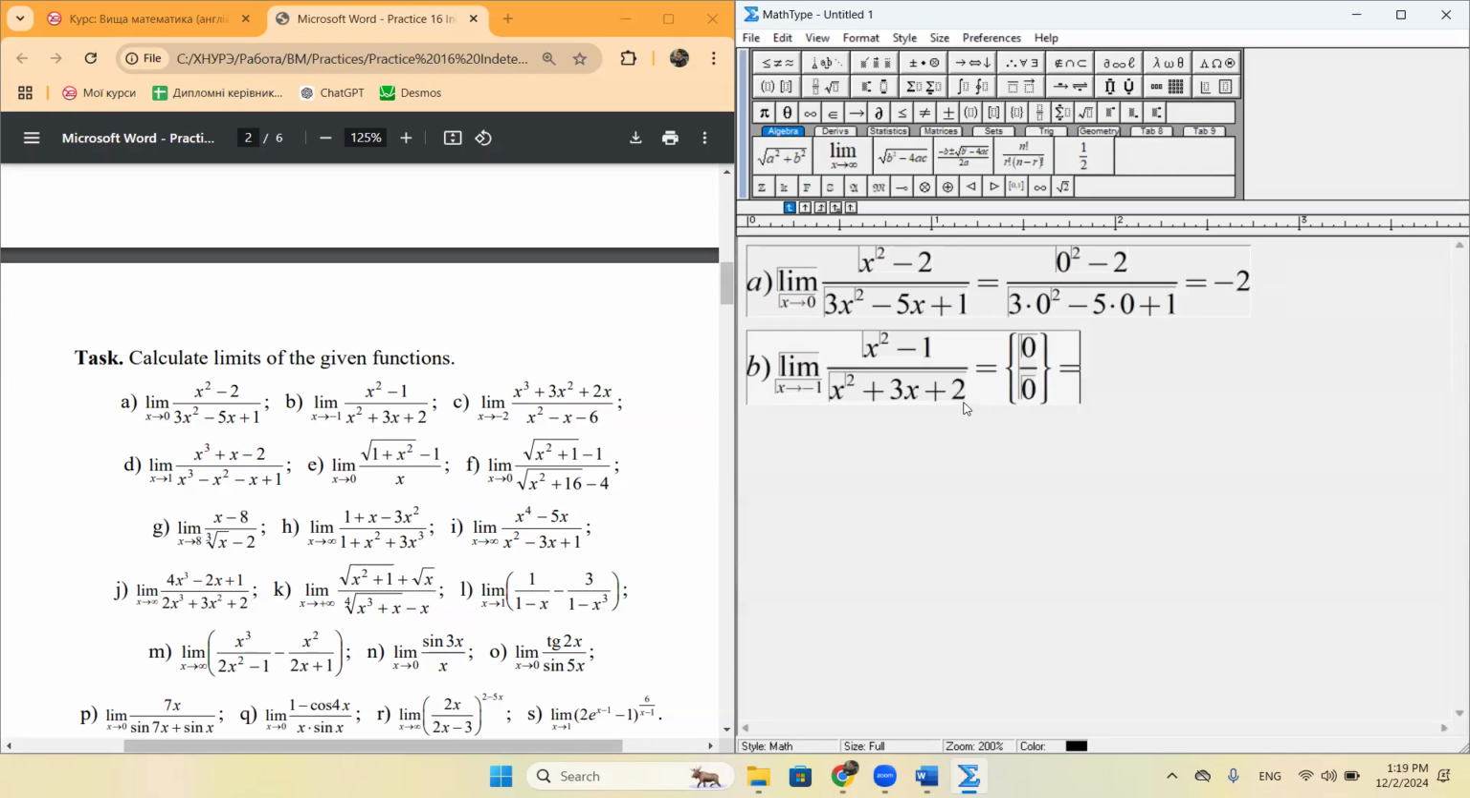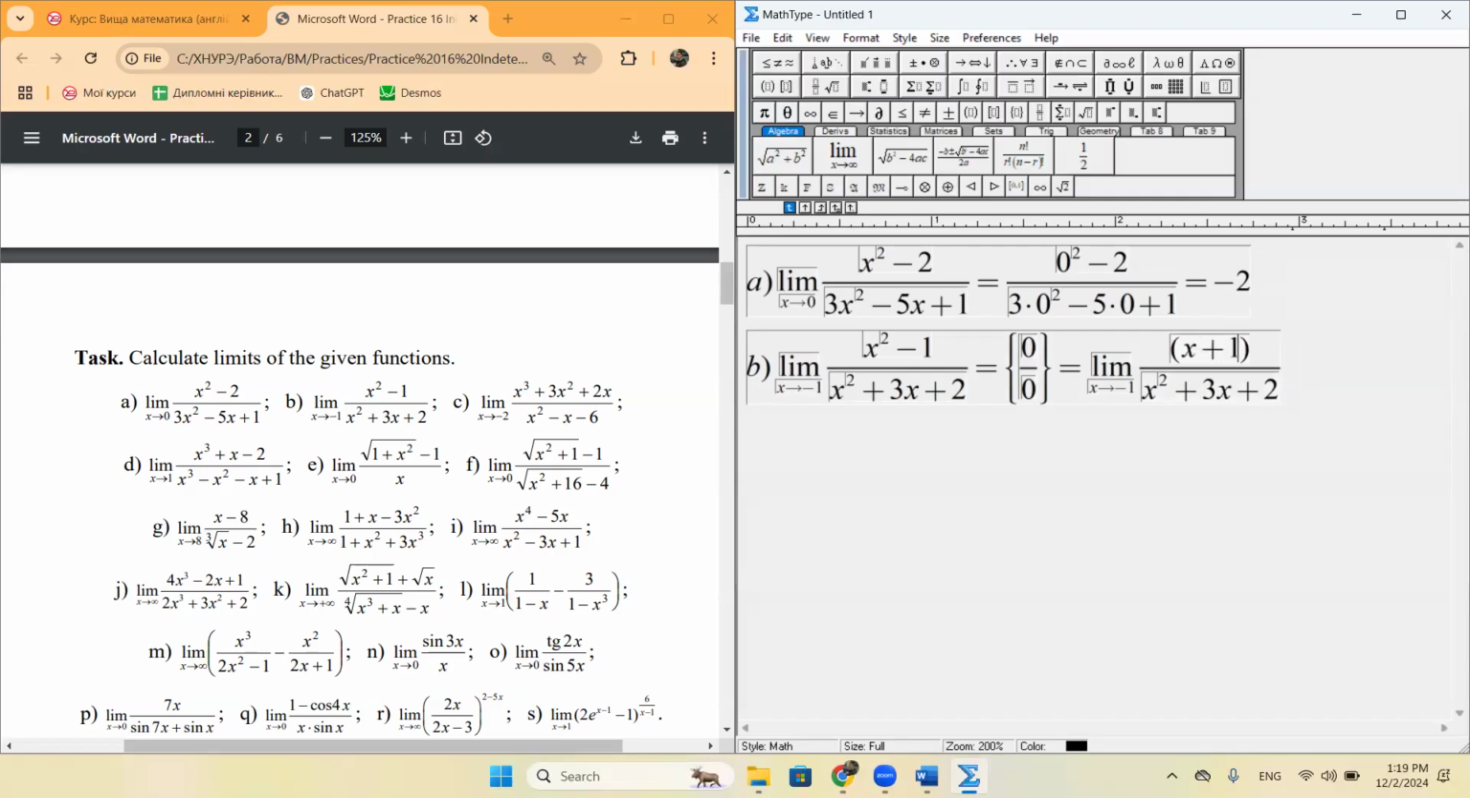We need to factorize this expression. Yes, expression, not equation. I will correct you a little bit. And always be attentive. When you solve tasks, when you calculate limits, don't forget to always write the limit of the function until you substitute numbers. It is a common mistake which beginners make.